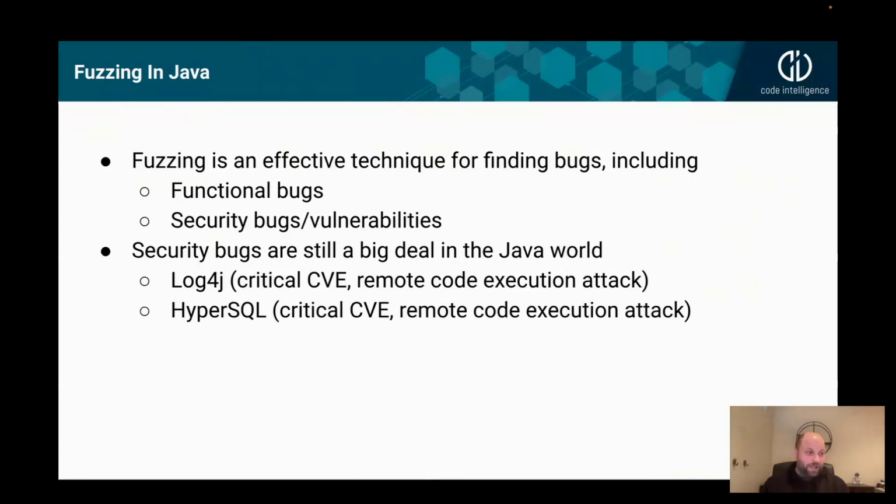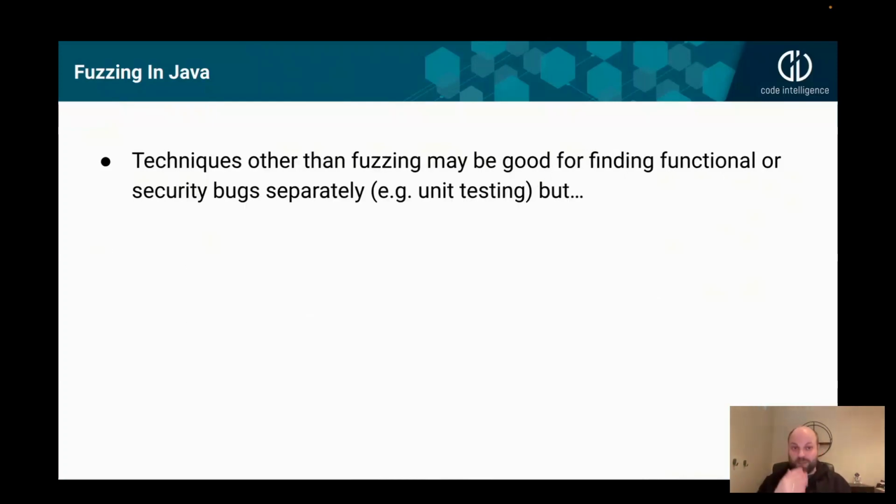Something else, if you're working with databases, HyperSQL, also recently, maybe a few months ago, had a critical CVE with remote code execution possible. Again, it's a very common library, a common helper working with various web backends. So there's all that. Security is still an issue in Java. You still want to find these security bugs, even if they're not present at the low language level.